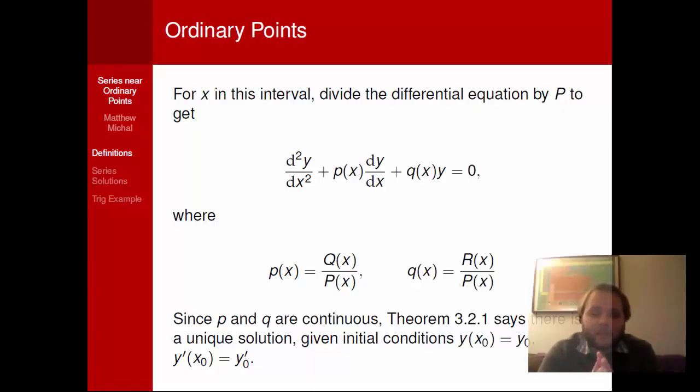But if p and q are continuous, we can call back to Chapter 3 when we were talking about the original theory with Wronskians and the like. According to Theorem 3.2.1 from Section 3.2, we know that there's a unique solution if we have initial conditions for the first derivative and the function itself, initial velocity and initial position.